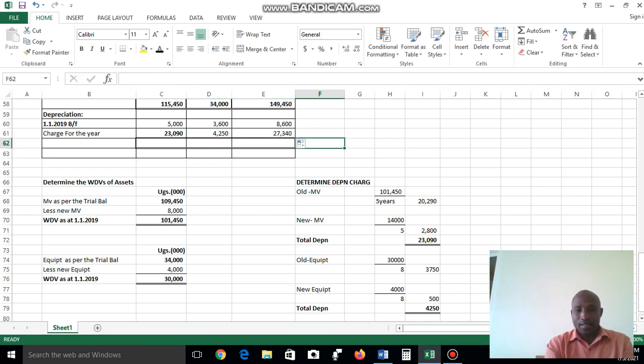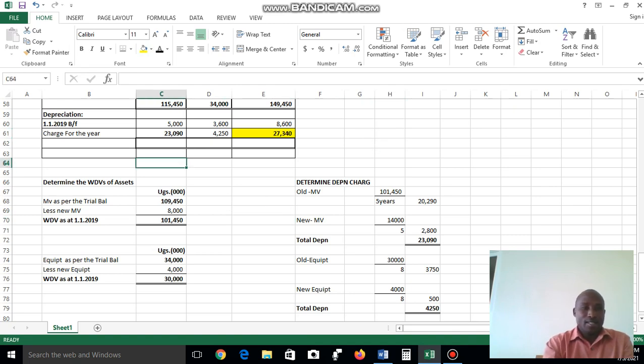So now for this, the total charge for the year is 27,340. So this is now the figure. When we go for depreciation as an expense, we shall consider this figure. This is the figure we shall actually consider.